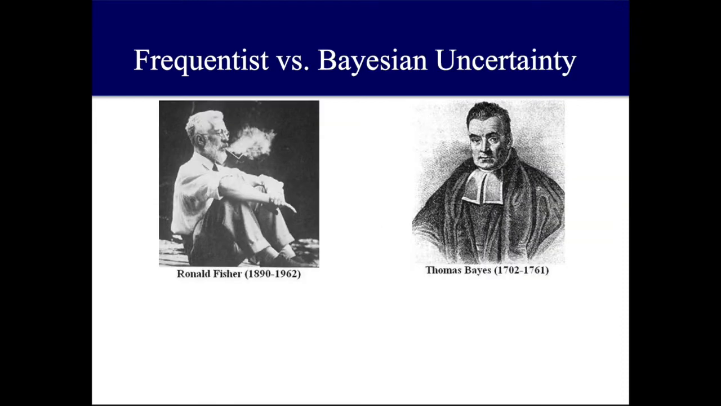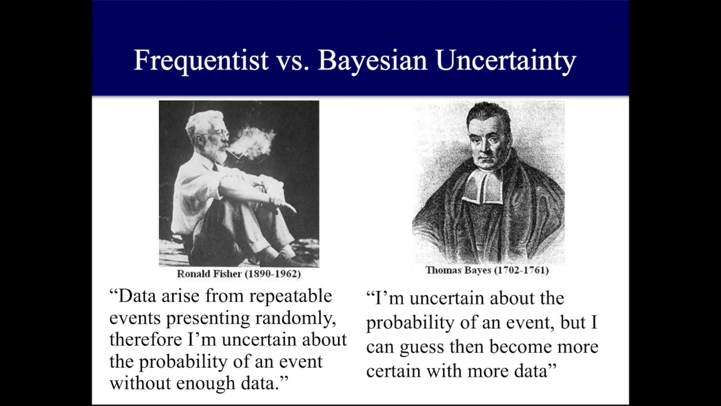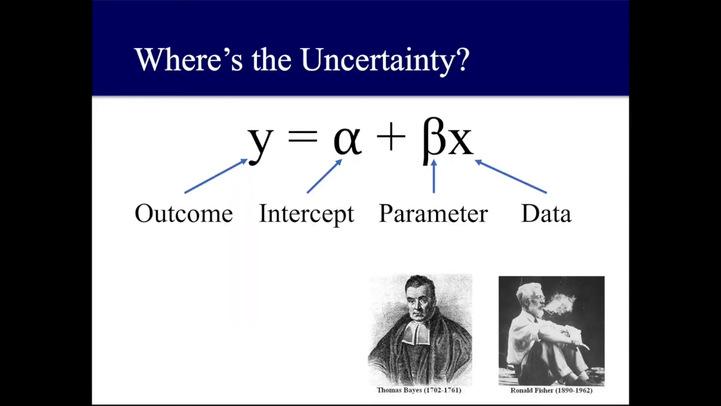The differences in philosophy arise based off of how frequentists and Bayesians incorporate uncertainty into their estimates. In the frequentist paradigm, they assume that data arise from repeatable events that are presenting randomly. Therefore, their uncertainty comes from when there's a sufficient amount of data in order to be confident that they have a true estimate of the probability of the event. Bayesians, on the other hand, recognize the uncertainty about the probability of the event from the beginning. Therefore, they make a guess, the prior distribution, and then state more certainty in their guess as more data is collected. This means that frequentists assign uncertainty to the data arising, where Bayesians assign uncertainty to the parameter estimate itself.